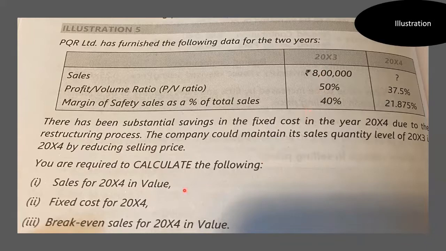With all this, can we find out what was the variable cost in 2013? Because we need to find that out. What is the variable cost in 2013? Once we find that out, we know the same variable cost applies for 2014 also. Keep it in your mind. Take a look at what they are asked to find. Sales for 2014 in value. Fixed cost for 2014 in value. Break-even sales for 2014 in value. These three are to be found out. How do we solve this?